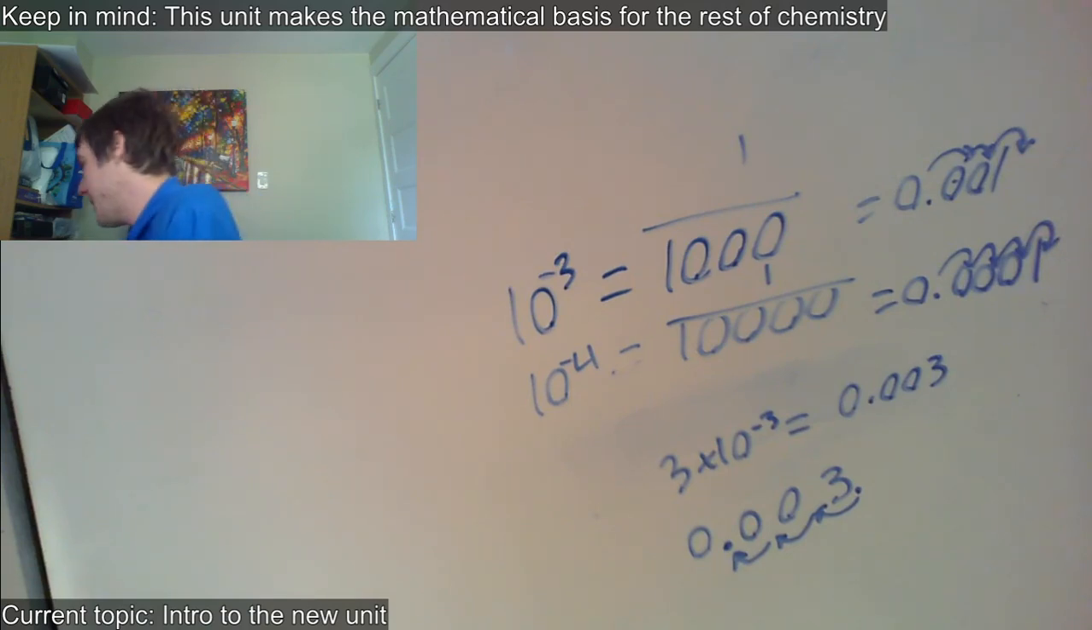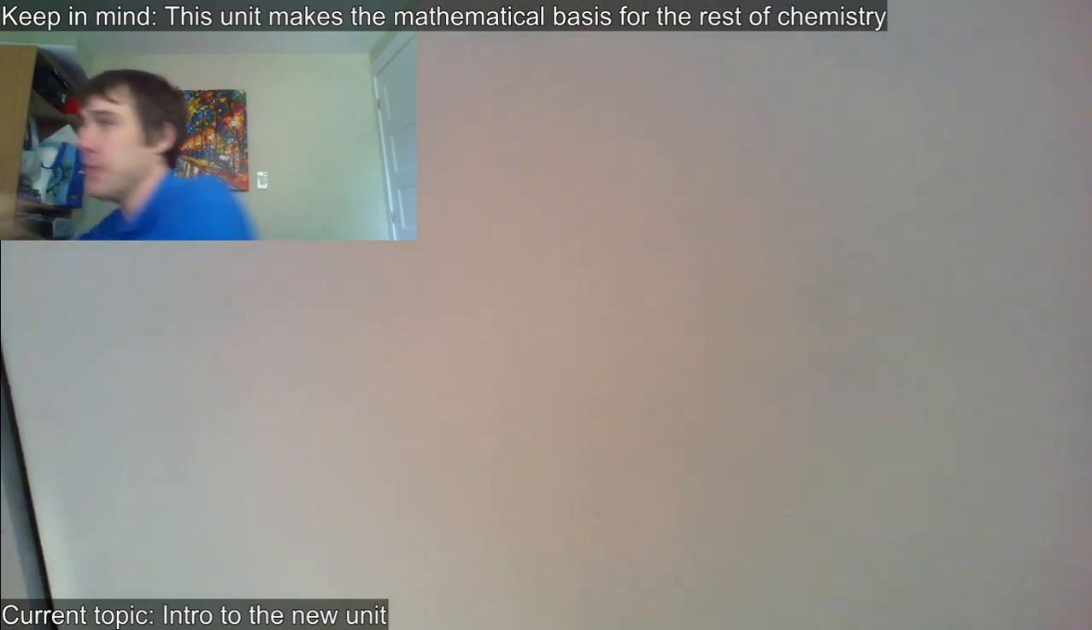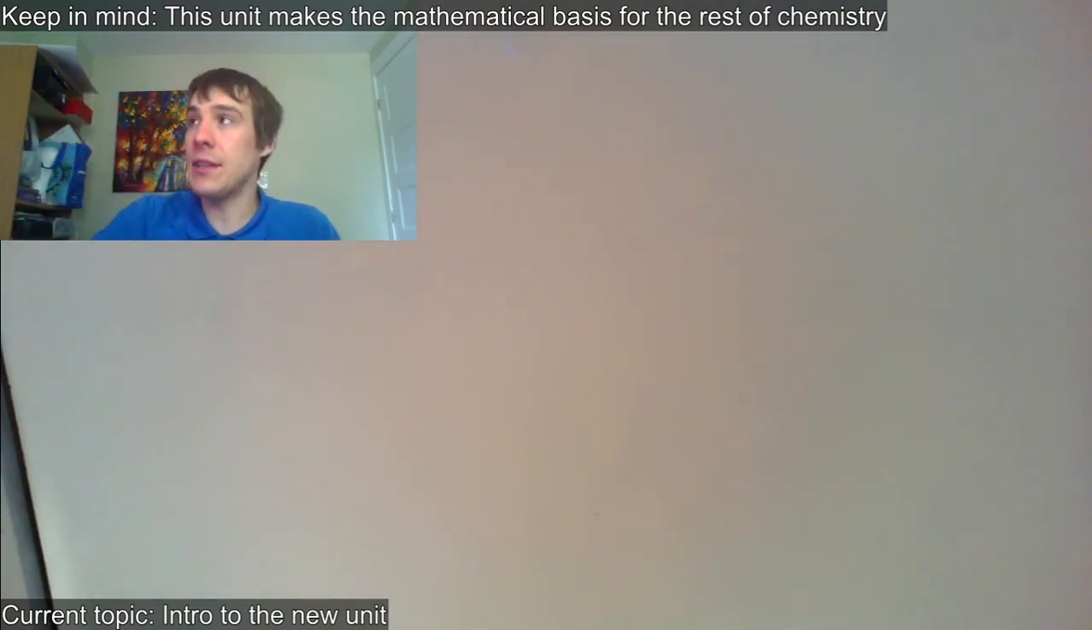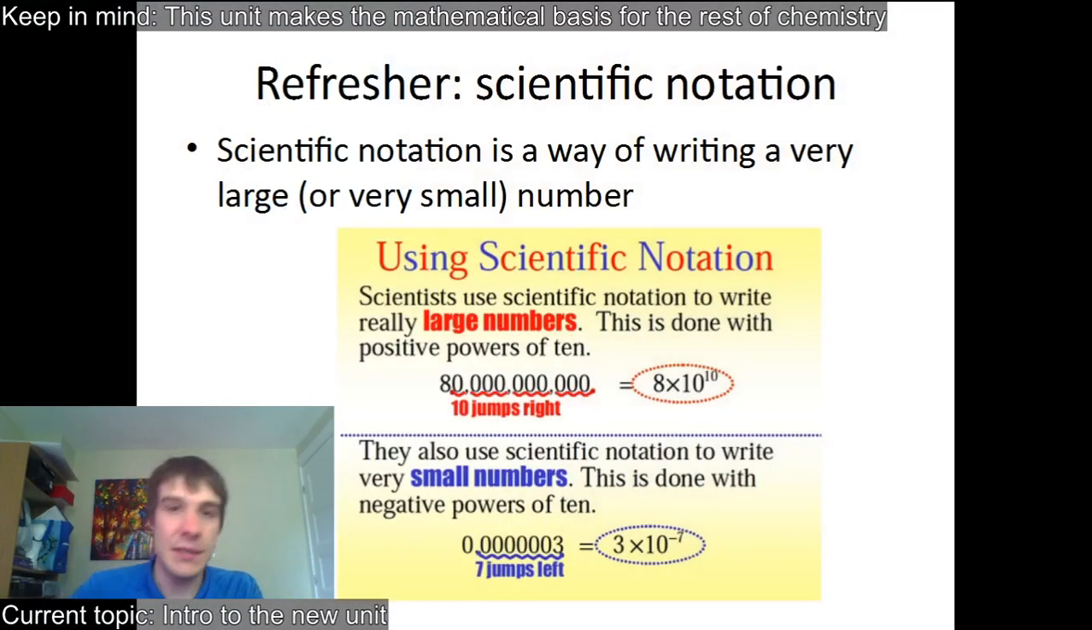So yeah, scientific notation does come up fairly often in chemistry because we're dealing with large numbers of elements, large numbers of atoms, and large numbers of molecules. So that's scientific notation, a quick refresher of it.